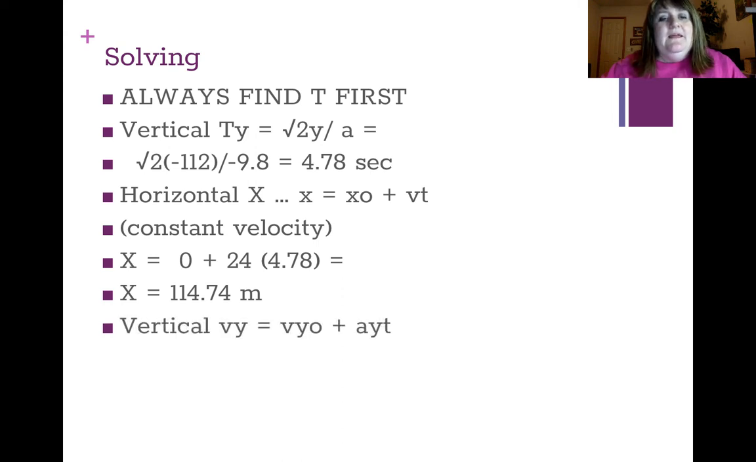Then we need to find the vertical velocity, right? Vy is equal to v naught y plus ay ty, which really boils down to, since v naught y is 0, negative 9.8 times 4.78 is a negative 46.84 meters per second.